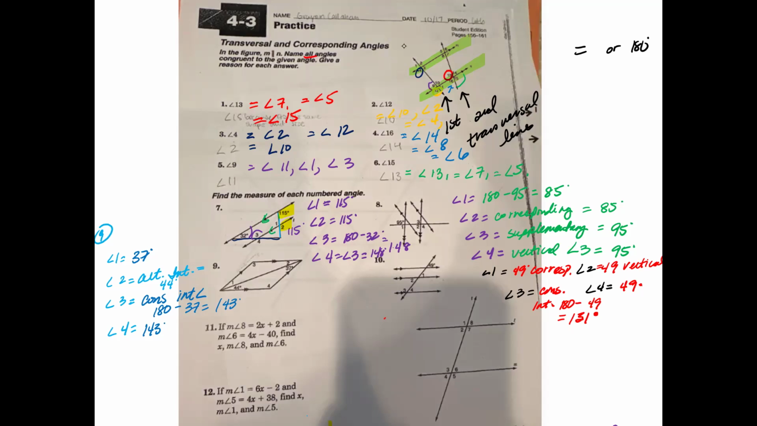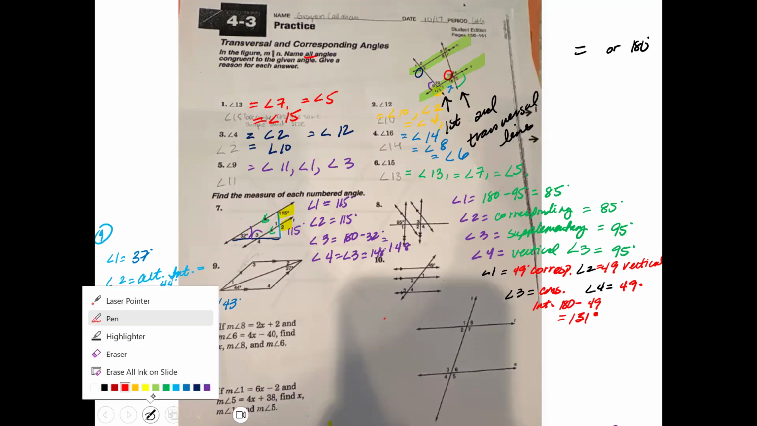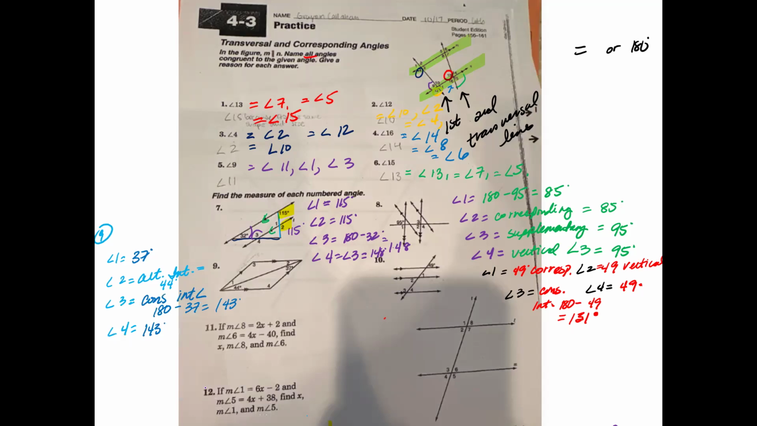All right, number 11. Hey, this is jumping way too far. Who needs to slow down with this? If angle H is 2x plus 2, and angle 6 is 4x minus 40, find x. So look at angle H and angle 4. Are they equal angles or do they add up to 180? Just the angles. Do they look like they're the same angles, or do they look like they're different angles?